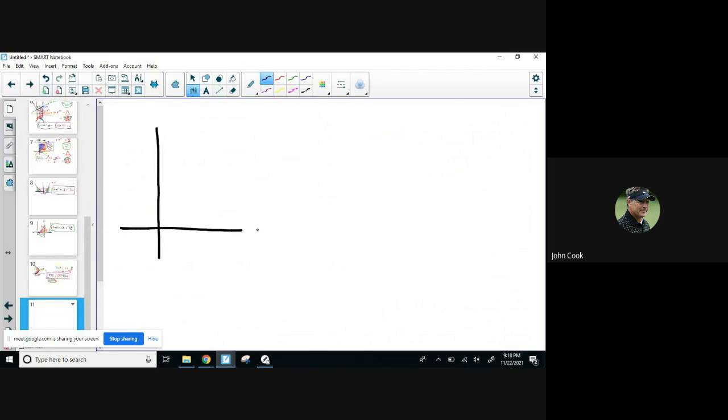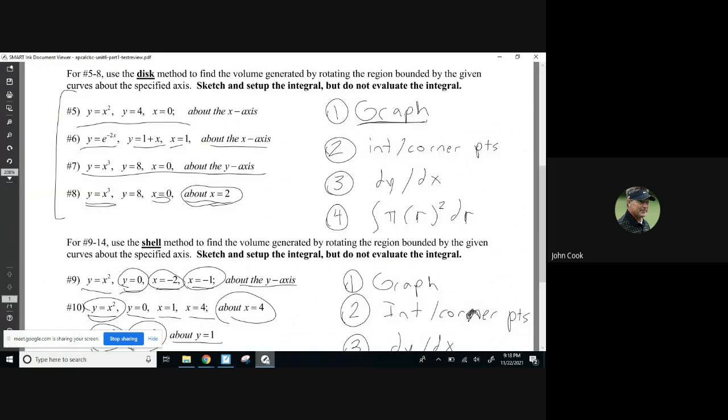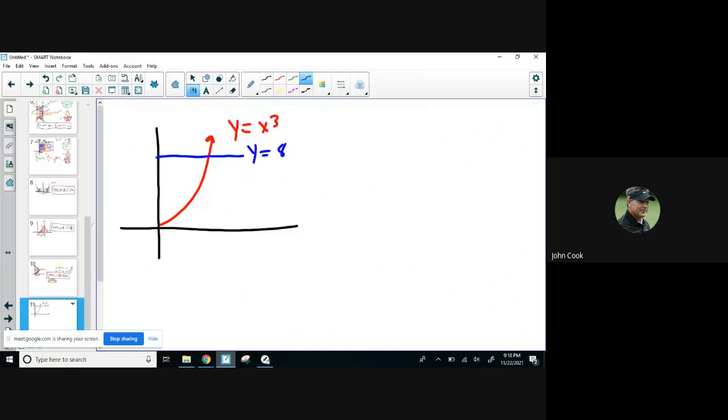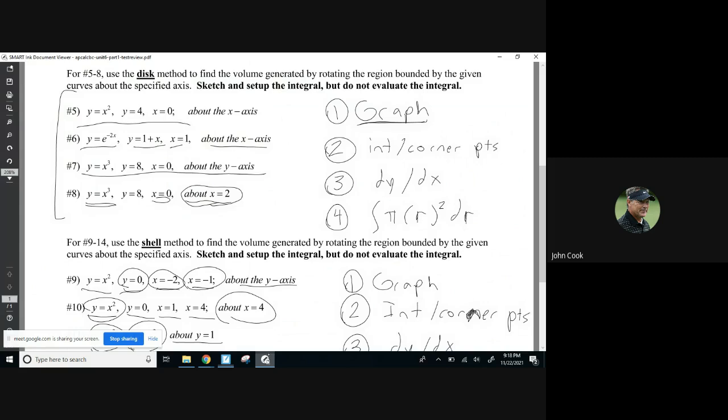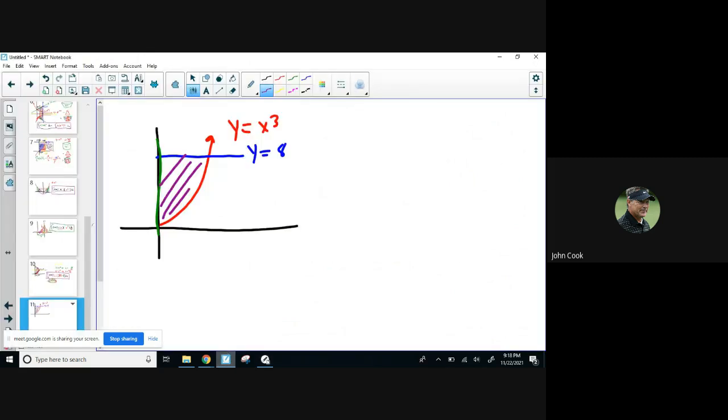So we've got a cube function, so y equals x to the third. We've got y equals 8, I believe was the other one. And then x equals 0. So that'd be this line here, x equals 0, the y-axis. So our shaded region is right here. We're going to use disk method, and where are we rotating it? Looks like rotating around the y-axis. So it's going to go back over to here.